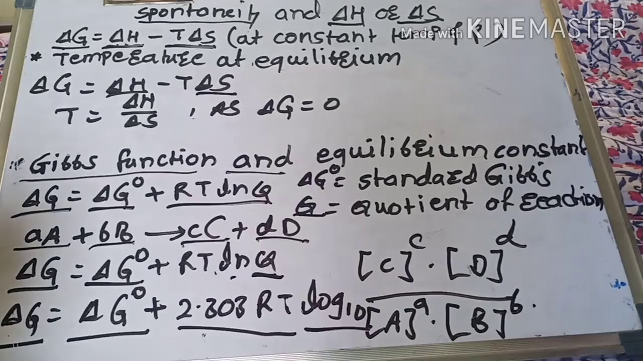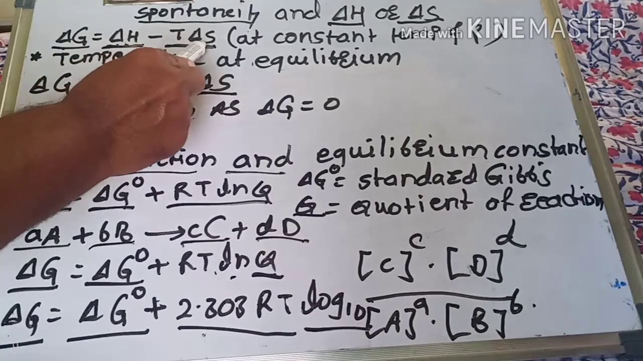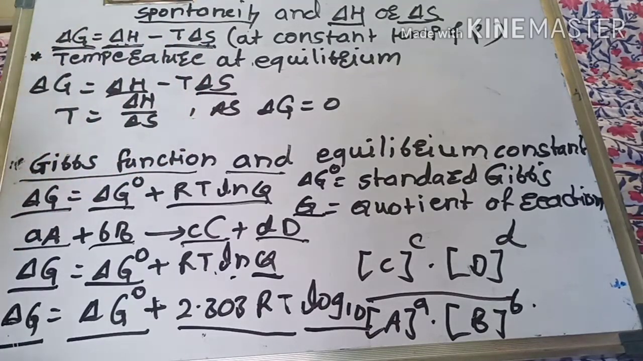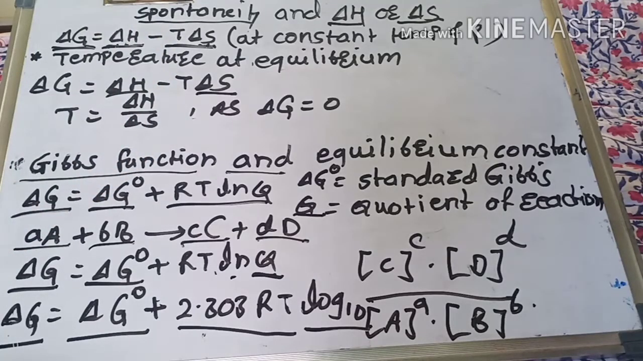For delta H negative and delta S positive, it follows that delta G is negative regardless of temperature. Means at any temperature, delta G is negative. For delta H positive and delta S negative, delta G is positive regardless of temperature. Such reactions are non-spontaneous at all temperatures. So you remember whether it is spontaneous or non-spontaneous.